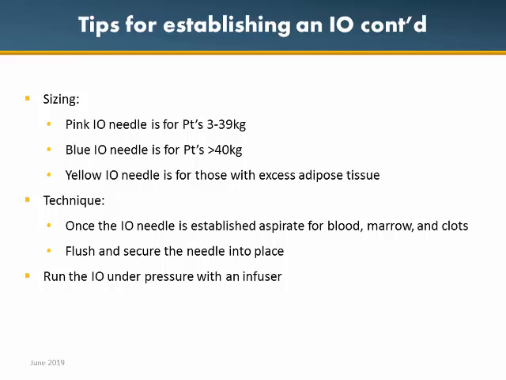The yellow IO needle is reserved for the adult population, who tends to be somewhat corpulent. This is due to the excess adipose tissue that the needle needs to drive through to get to the osseous tissue itself.